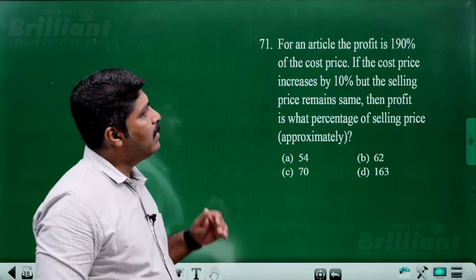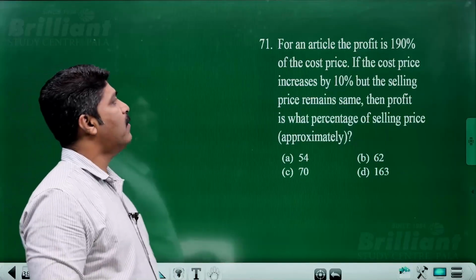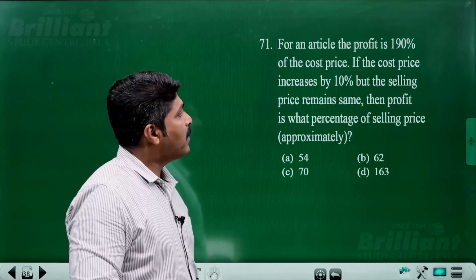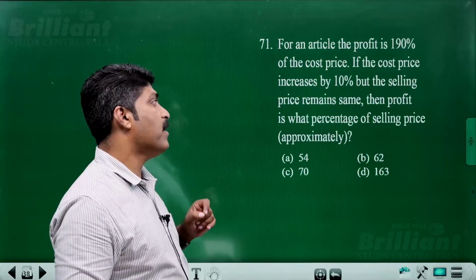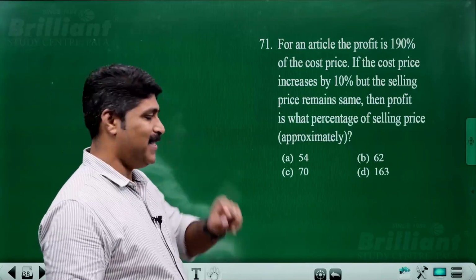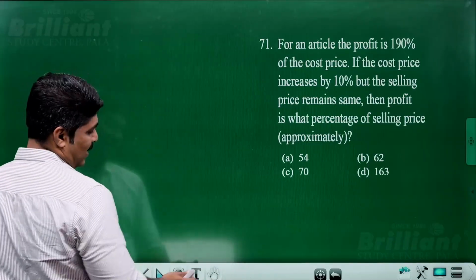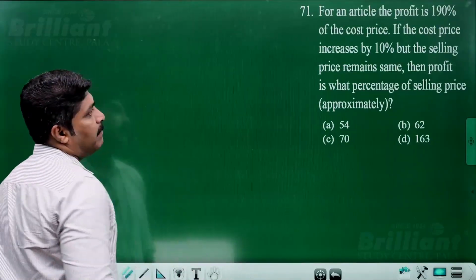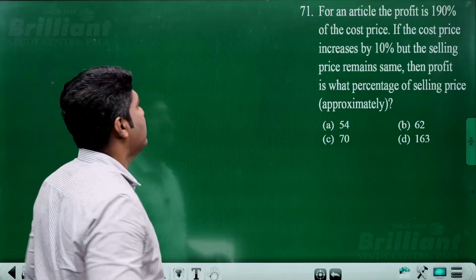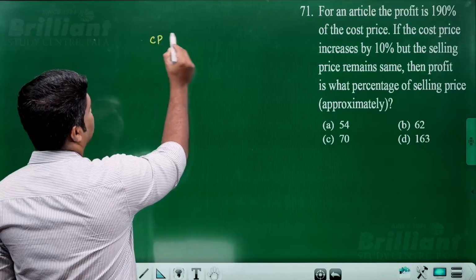For an article, the profit is 190% of the cost price. If the cost price increased by 10% but the selling price remains the same, then the profit is what percent of selling price? Here it's a tricky statement. Understand that finally we have to catch the profit in terms of selling price. So you just consider the cost price and selling price.